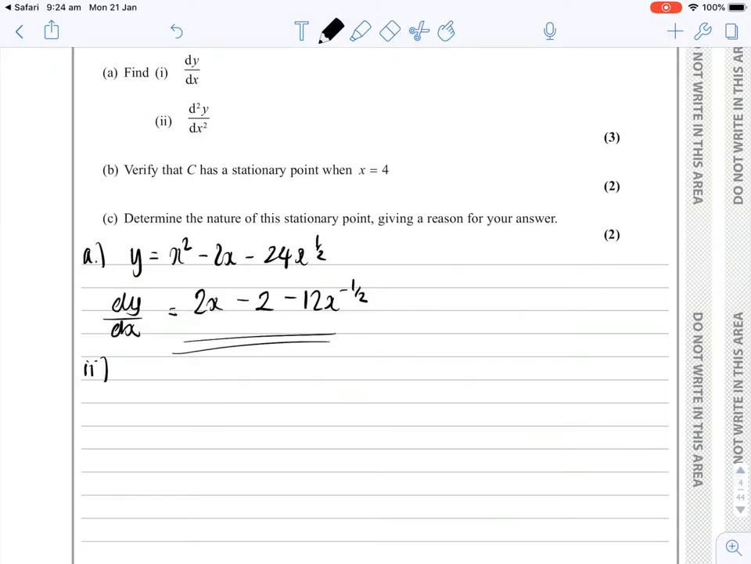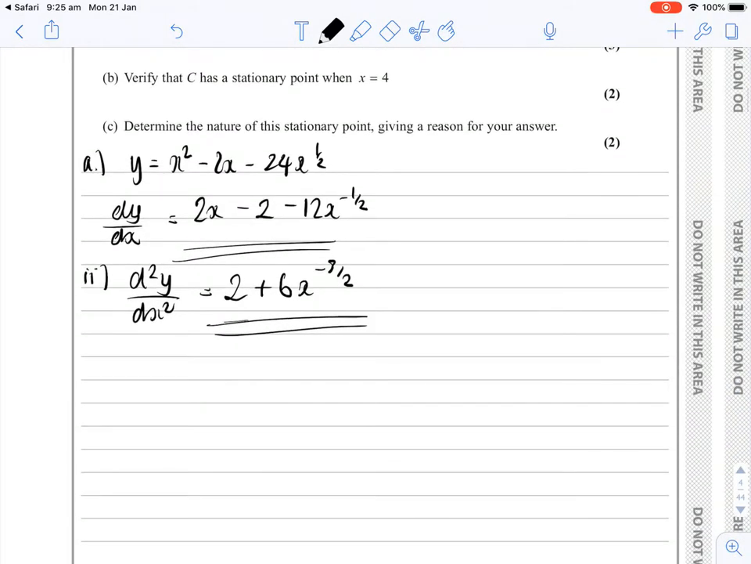Find d squared y/dx squared. So we just differentiate our differential. 2x will differentiate to 2, minus 2 disappears, and then we've got minus a half times minus 12 is plus 6x to the minus 3 over 2. So there. Part B, verify that C has a stationary point when x is equal to 4.